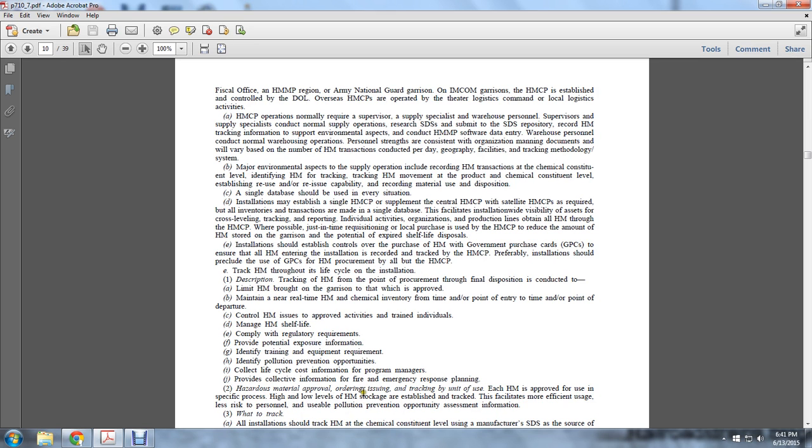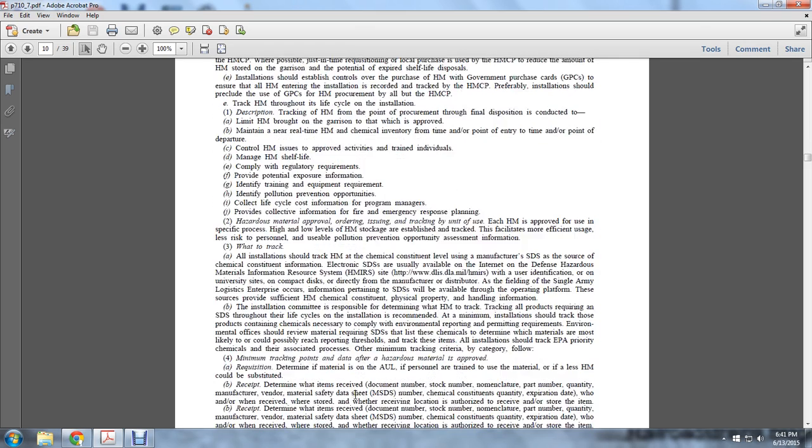Establish low-level hazardous material stockage and track the facility's more efficient uses to lessen risk to personnel, and use pollution prevention opportunity assessment information. What to track?